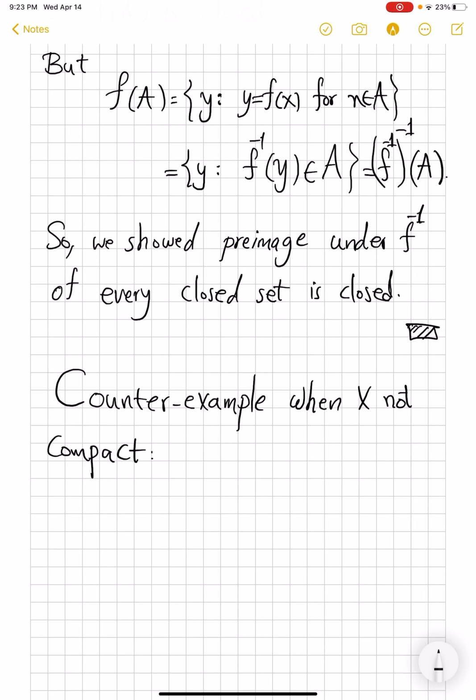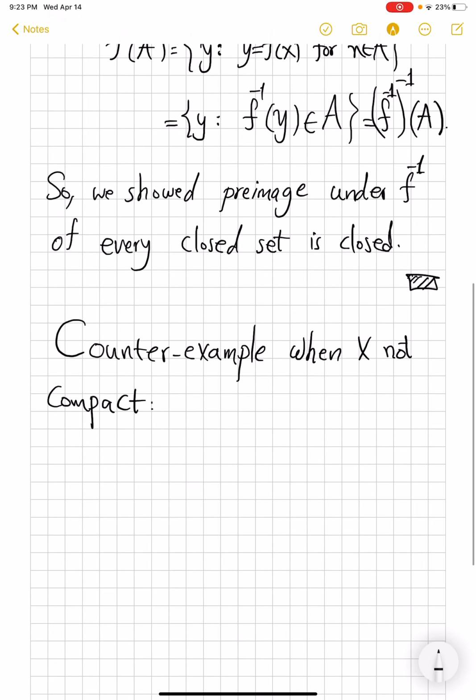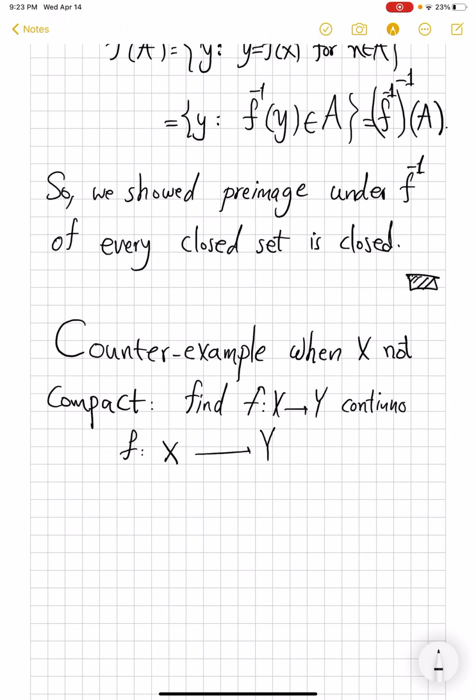Okay, so we want to find an example of an X, and an example of a Y and a continuous function f. So that is, find f from X to Y continuous and one-to-one, so that f inverse going from Y back to X is defined, but is not continuous.